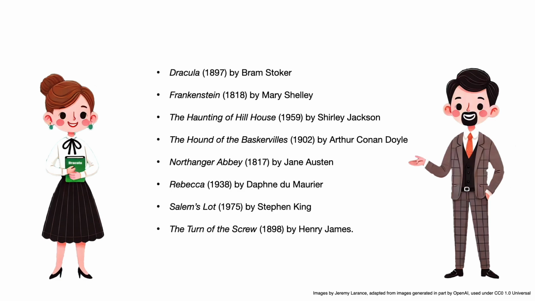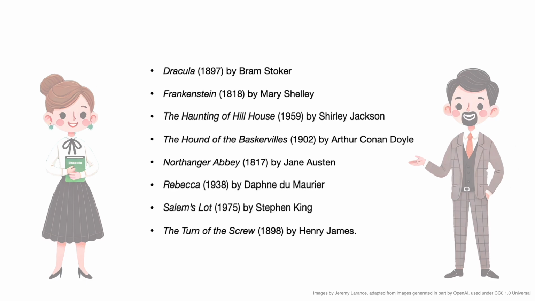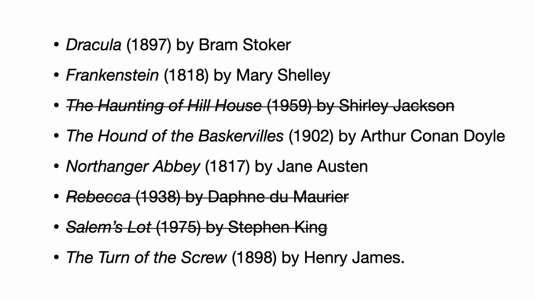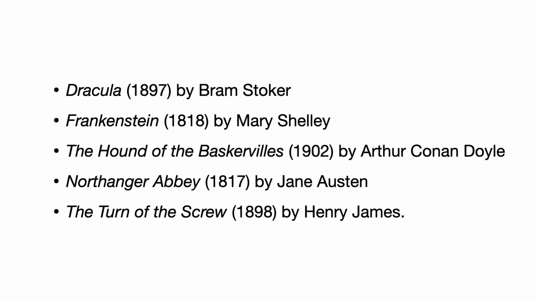They consider including the following novels. They quickly realize that they cannot include The Haunting of Hill House, Rebecca, and Salem's Lot because they are too new and not in the public domain. Those works are still copyrighted, and the authors did not share them using a Creative Commons license. That leaves Jane and Joe 5 works that they can include in a collection of novels that are free from copyright restrictions.